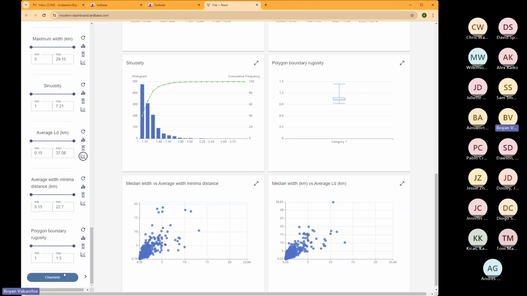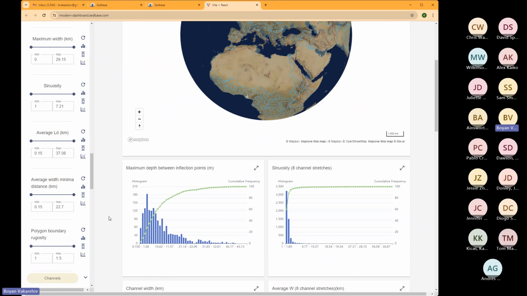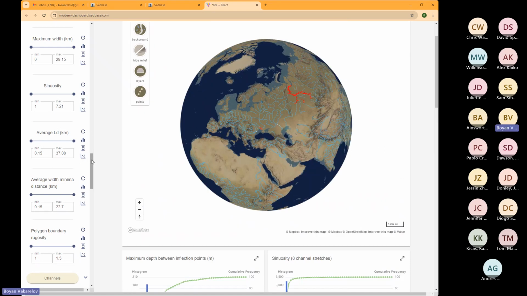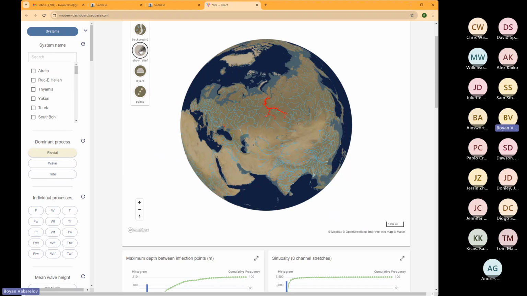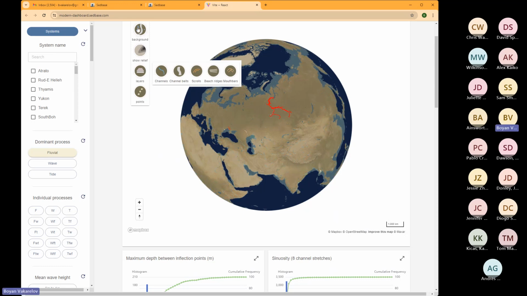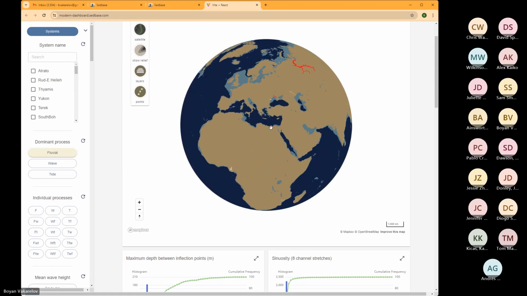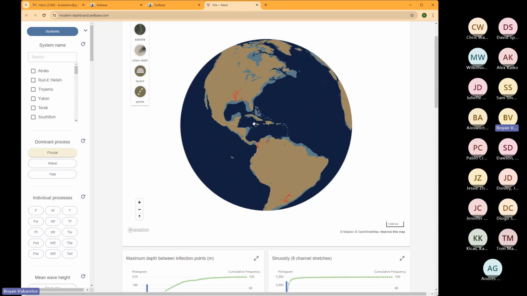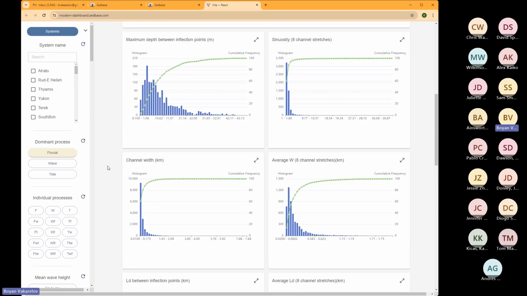Let us then go to channels. If I click on this channel button, we switch to the channel data set. Notice we have a new map. Our system selection is still active, so we are still under Fluvial dominated setting. Let me remove some of the geomorphology so we can see things better. In this case, you can see where the systems with channels are around the world quite easily.